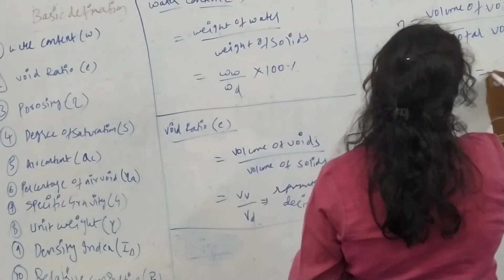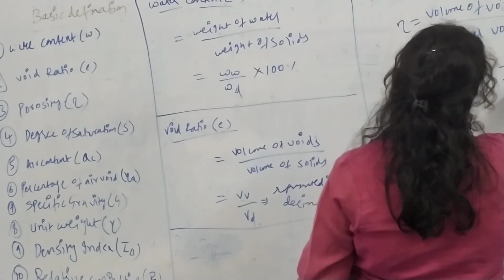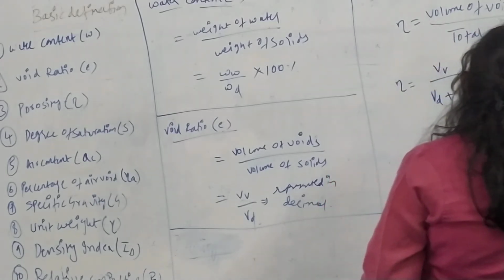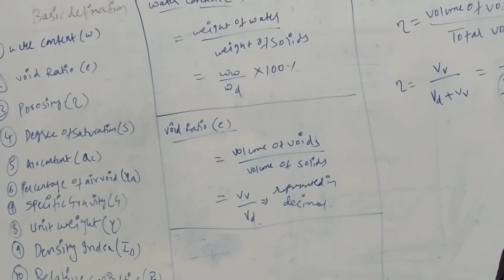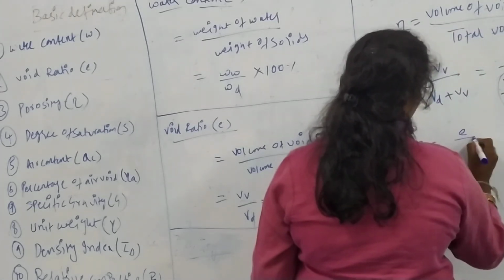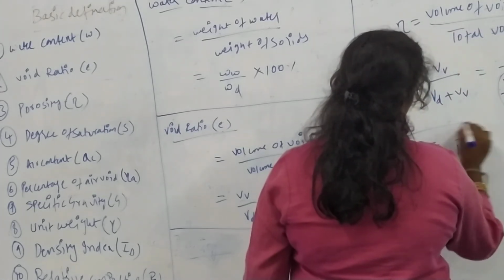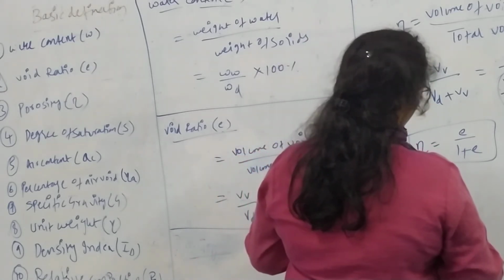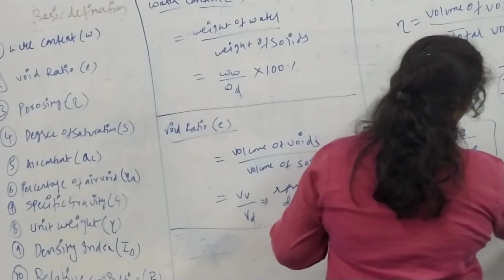So what you will be getting here is 1 by Vs by Vv plus 1. Here, Vs by Vv, when we take it, becomes 1 by e, so n is equal to e by 1 plus e. So this is the relation between porosity and void ratio.